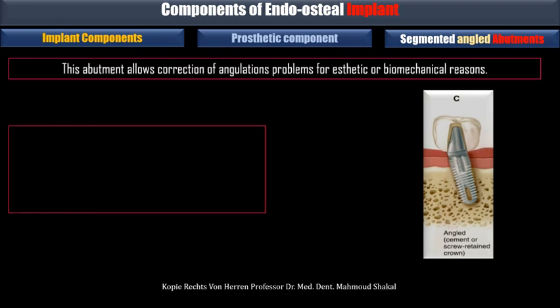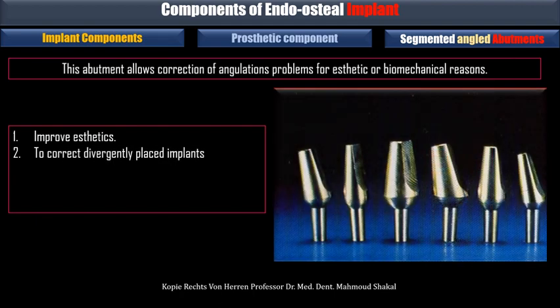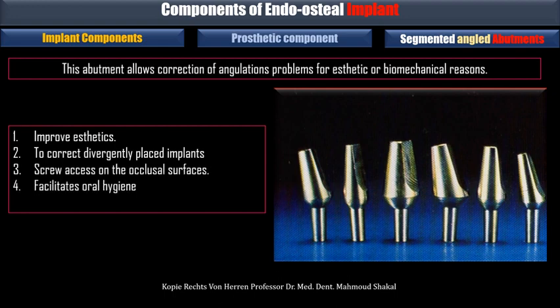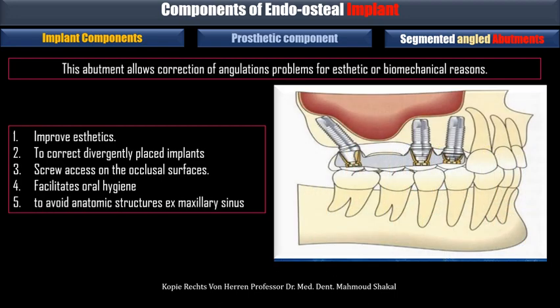This abutment allows correction of angulation problems for aesthetic or biomechanical reasons. This is the angled abutment. This is to improve aesthetics, to correct divergently placed implant, screw axis or the occlusal surfaces, facilitate oral hygiene, to avoid anatomic structure, for example like the maxillary sinus here, or the mental foramen here.